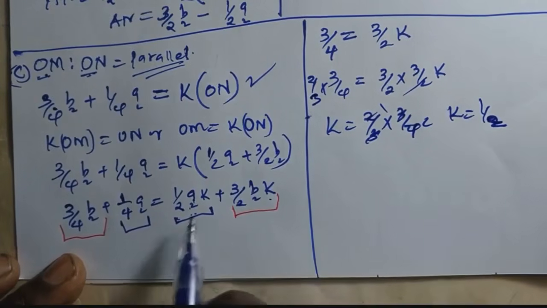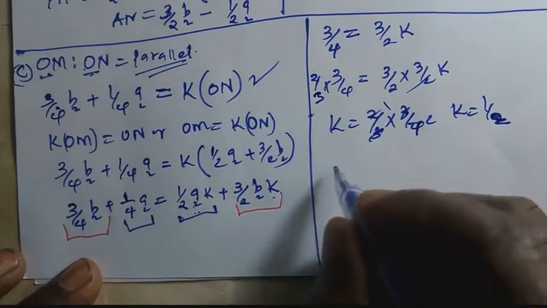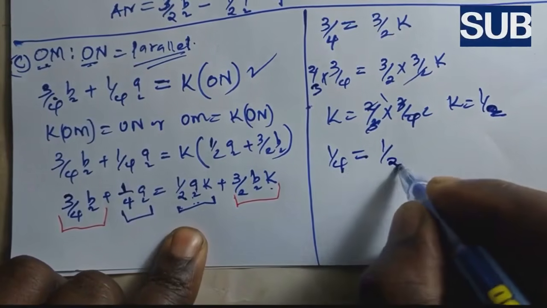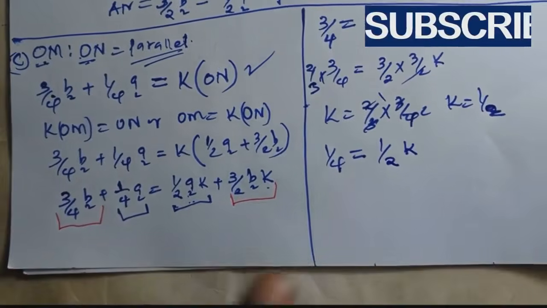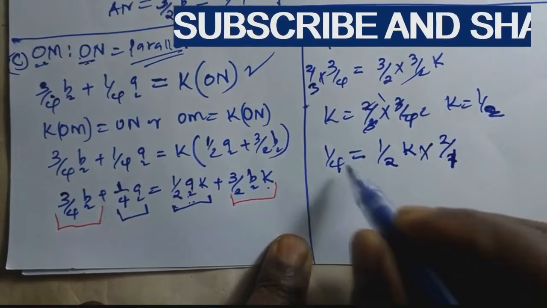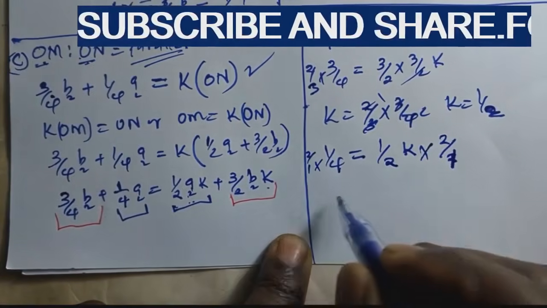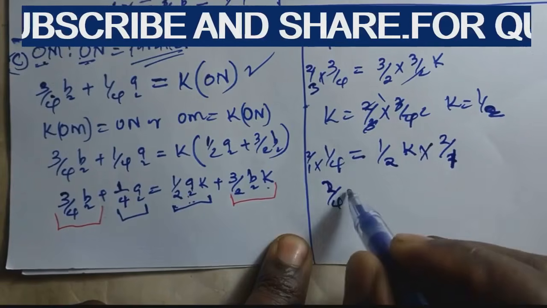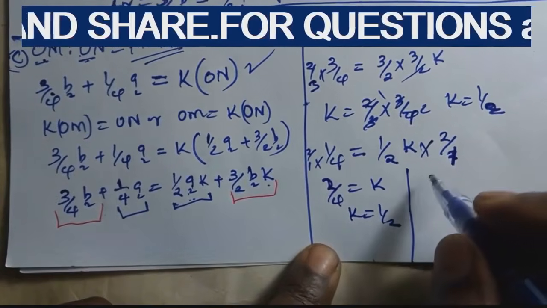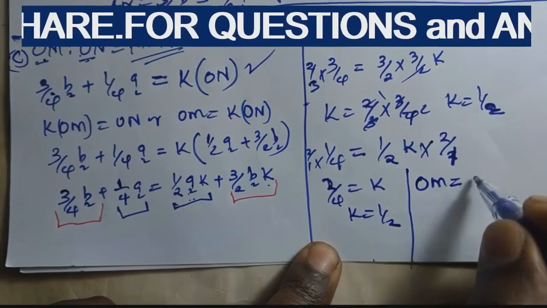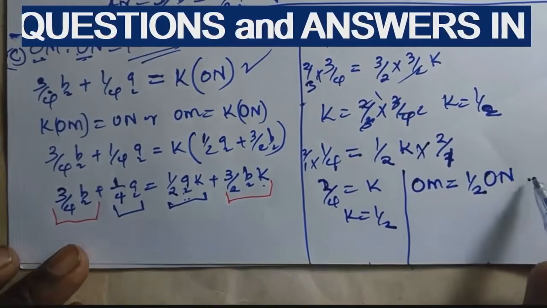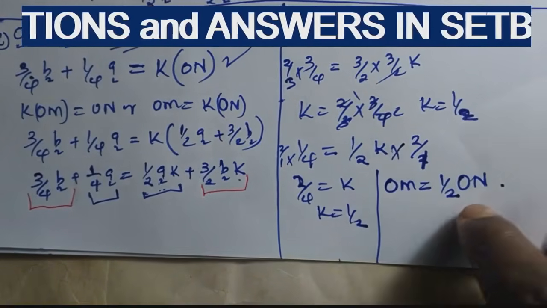Even if you use this one, the answer should be the same. Let us use this one. 1 over 4 is equal to 1 over 2 k. To get k, you multiply both sides by the reciprocal so that we remain with k, the reciprocal of this, 2 over 1. So 2 over 4 is equal to k, and k is equal to a half. So it means that OM is equal to a half ON. It means that they are parallel. So we have shown that OM and ON are parallel.